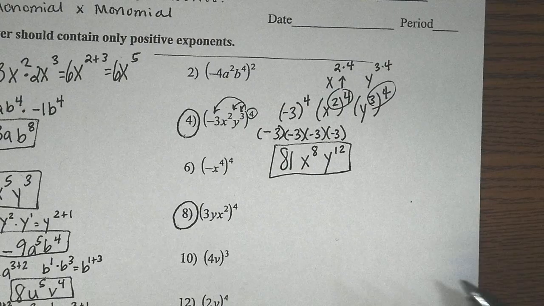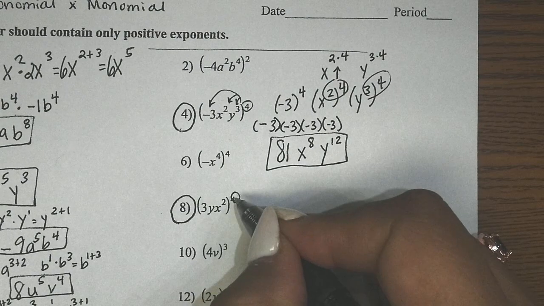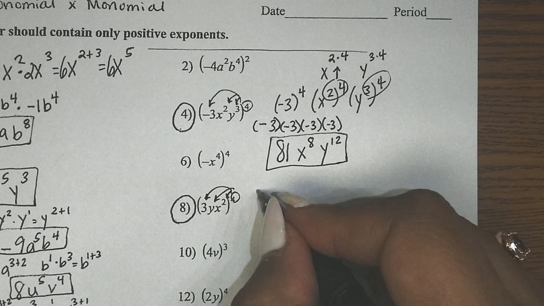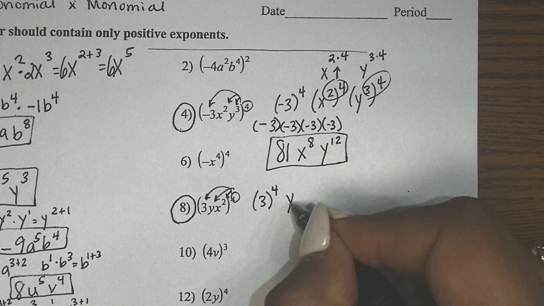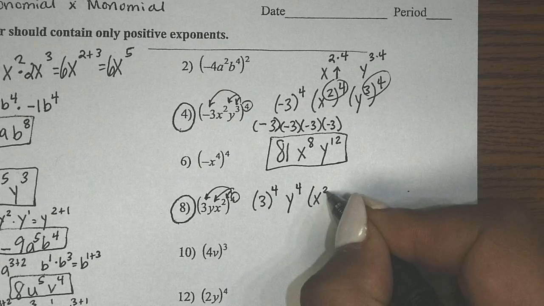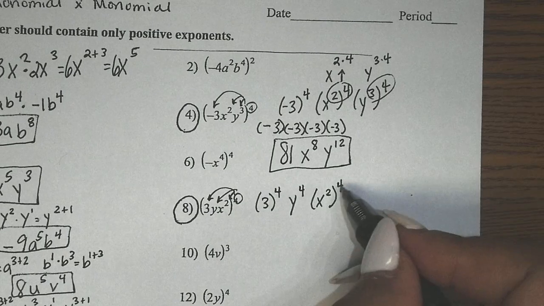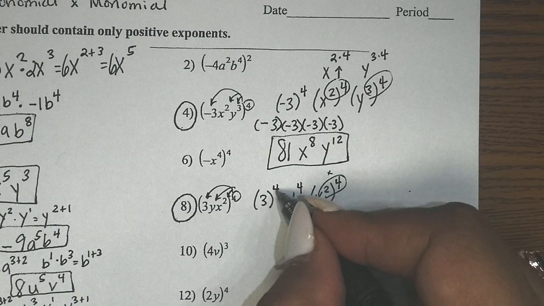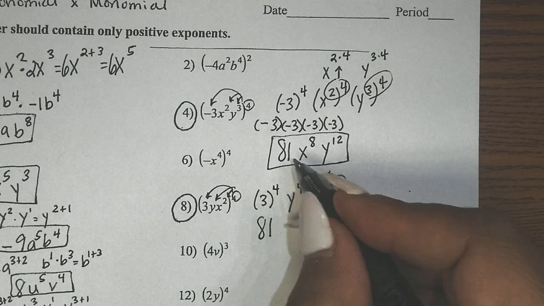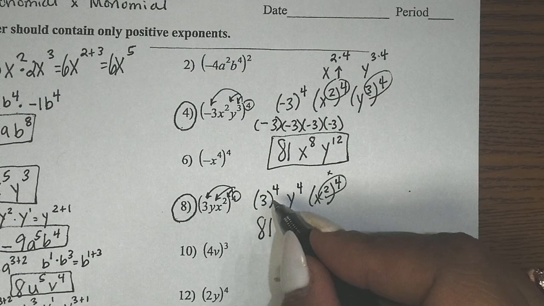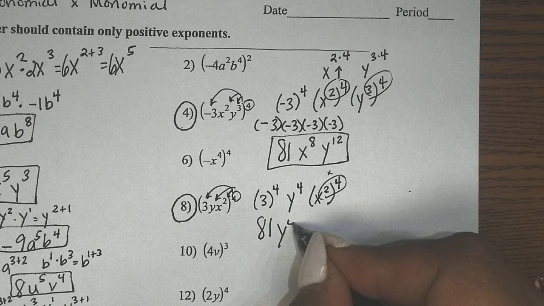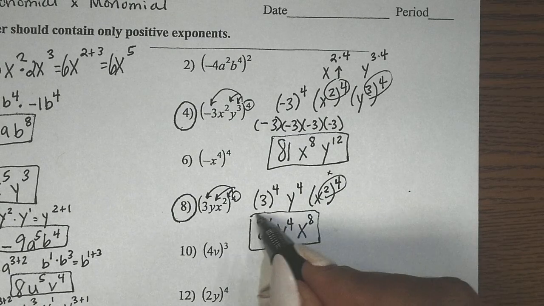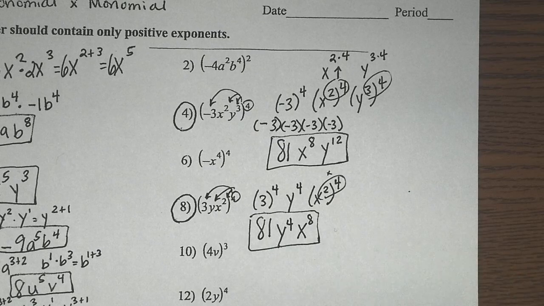Alright, let's do the same thing with number 8. This time, everything on the inside is going to have a power of 4. So we got a 3 to the 4th power, y to the 4th power, and then x squared to the 4th power. Again, you're going to multiply them. And this right here is 81, like in the previous problem, 3 times 3 times 3 times 3, and we got y to the 4th. And we have x to the 8th, because you multiply these exponents over here. Exponent to an exponent, multiply.